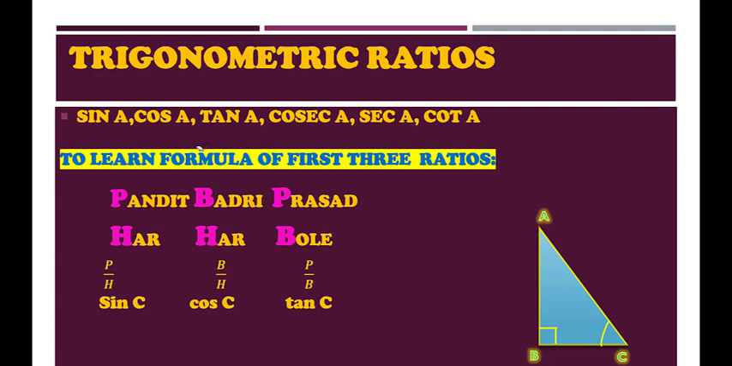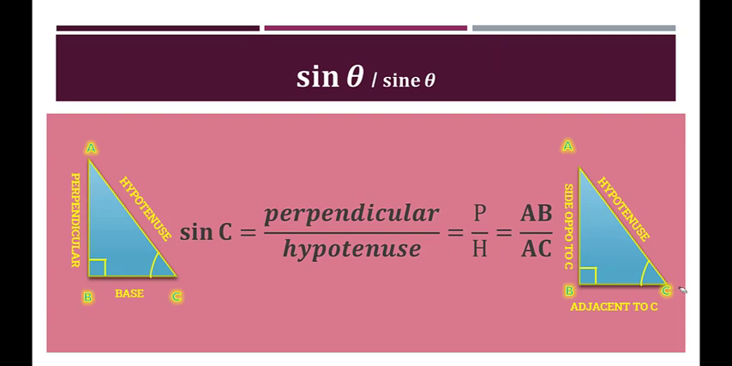So sin theta, or here in case the angle is C, so sin C is nothing but perpendicular upon hypotenuse. Here P stands for perpendicular, H stands for hypotenuse and B stands for base. Similarly, cos C is equal to base upon hypotenuse. Tangent C is equal to perpendicular upon base. Sin theta is the abbreviation of sine theta.